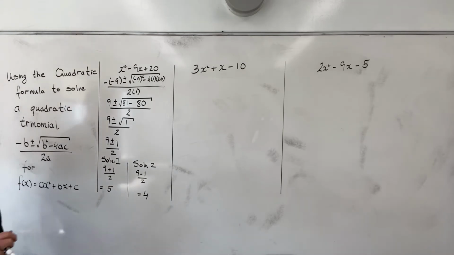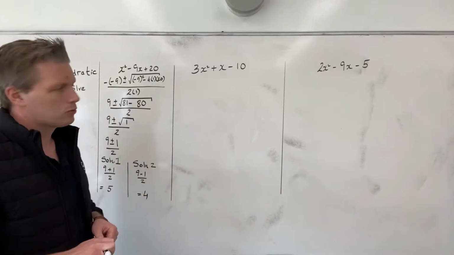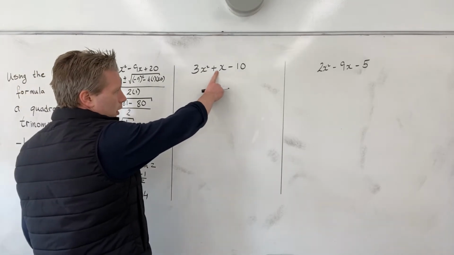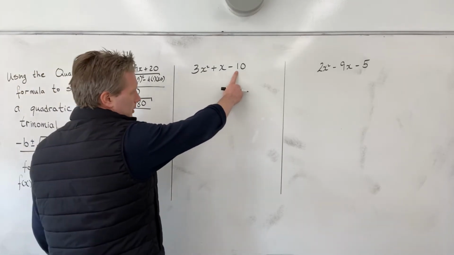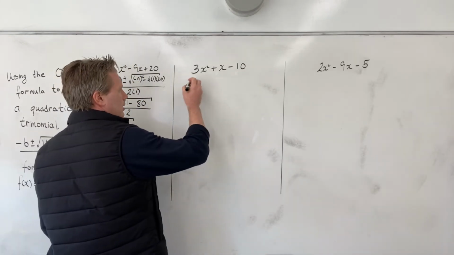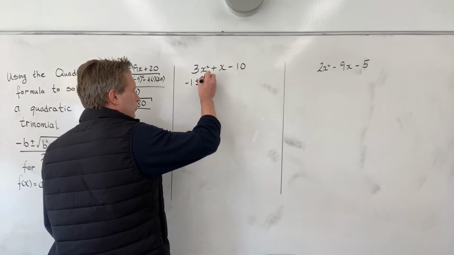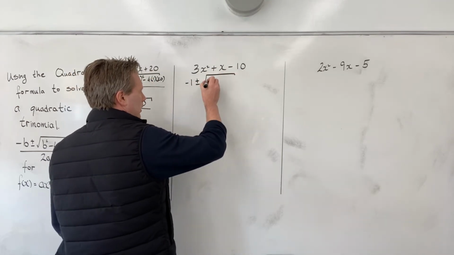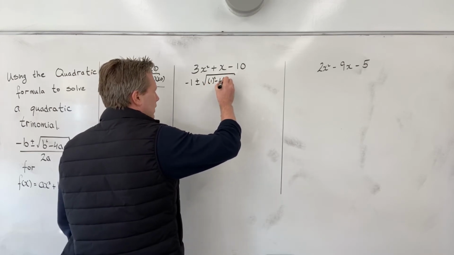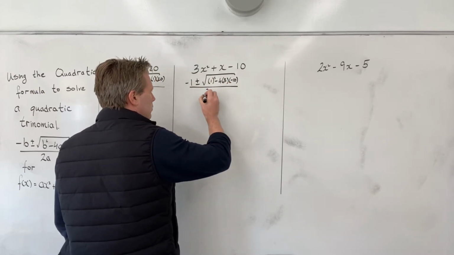All right, moving on. My second function, 3x squared plus x minus 10. So here, my a value is 3, my b value is 1, that's the coefficient of my x term, and my c is negative 10. Inputting that into my equation, I get minus b, which is minus 1, plus or minus the square root of b squared, which is 1 squared, minus 4 times 3 times negative 10, all over 2 times 3.